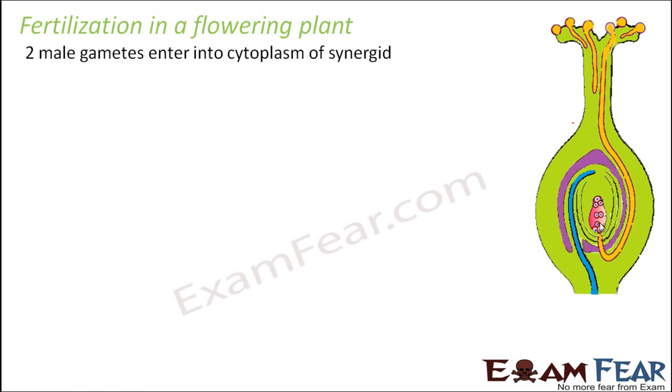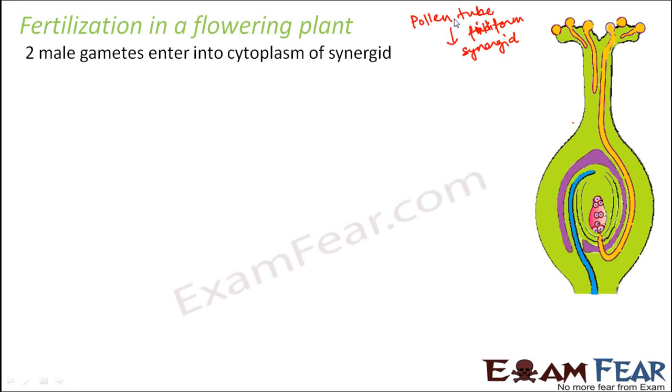So two male gametes enter into the cytoplasm of synergid. As I said, the pollen tube enters into the synergid, right? In the previous slides, I told you that pollen tube will enter into the synergid. And how it will enter into the synergid? Through the filiform apparatus. So filiform apparatus will help in the entry of pollen tube.